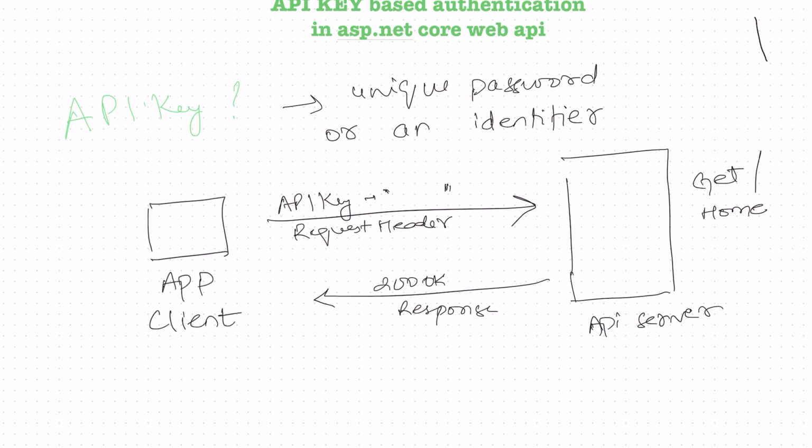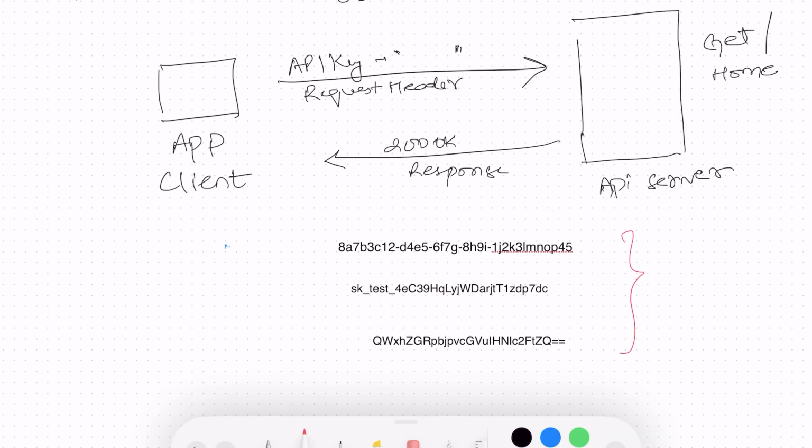Okay, so now how does an API key usually look? We'll look at a common format. These are the three common formats in which you will usually see API keys. Now, this is just some random string format.